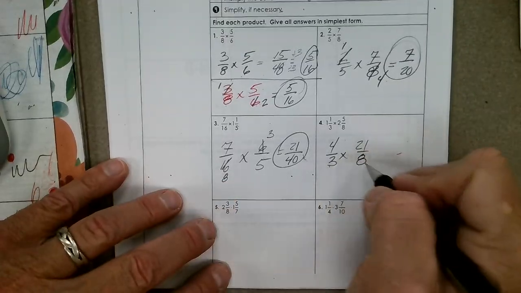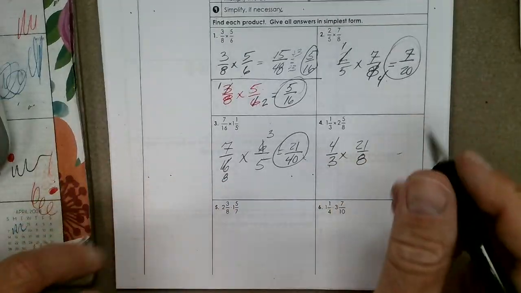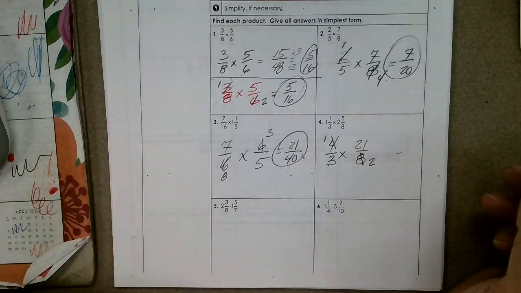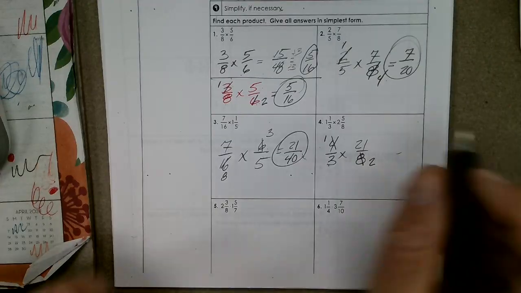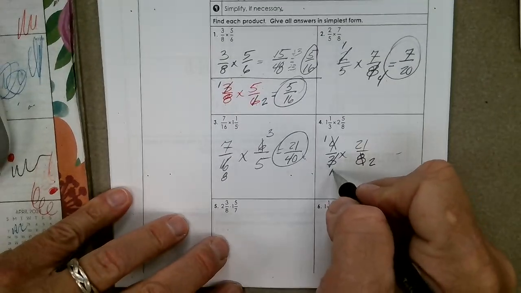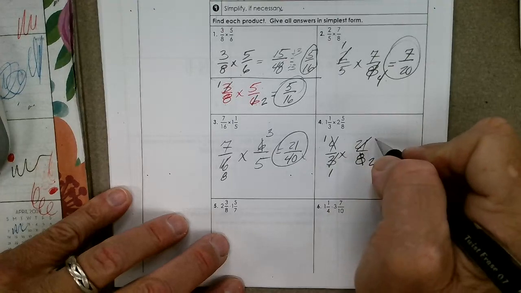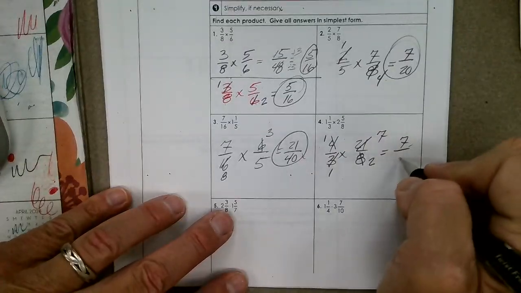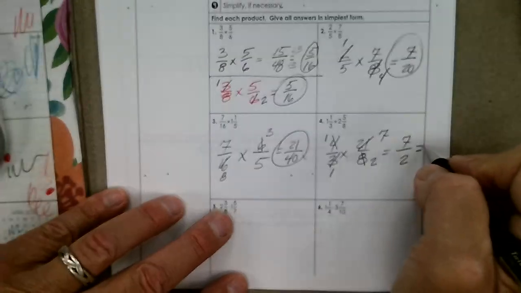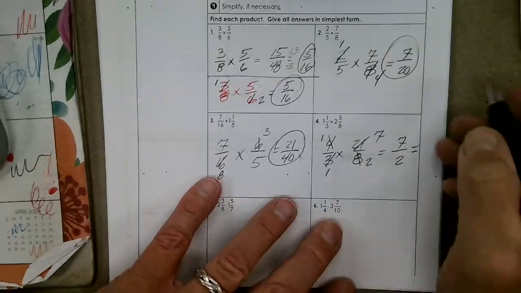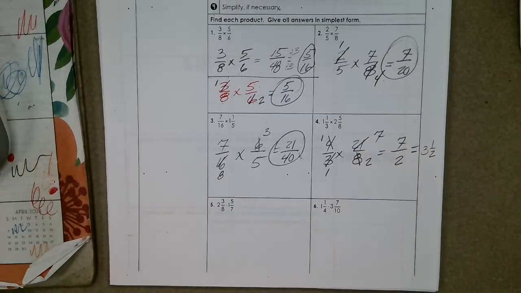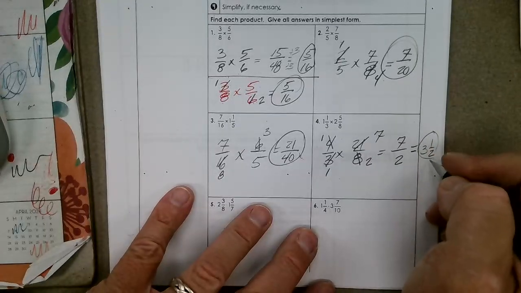All right, top to bottom combination, I clearly see 4 and 8 are compatible. 4 divided by 4 is 1. 8 divided by 4 is 2. 3 and 7 are also compatible. 3 goes into 3 once. 3 goes into 21 7 times. Let's multiply it through. 7 over 2. And we want to switch that back to a mixed number. So that's going to equal 3 and a half. I guess I could circle that for you.